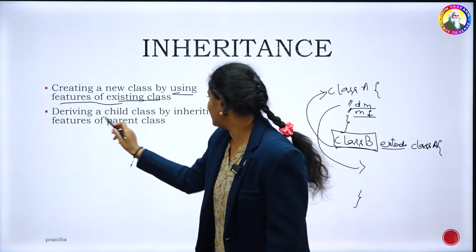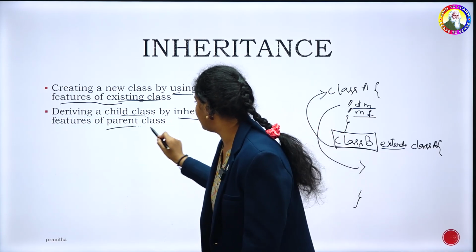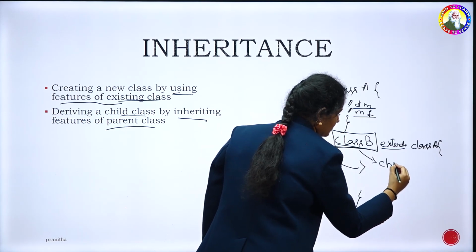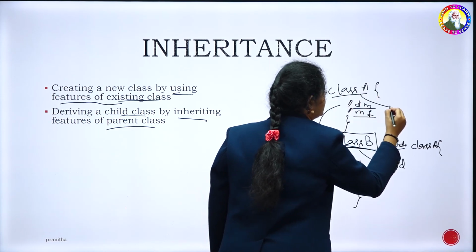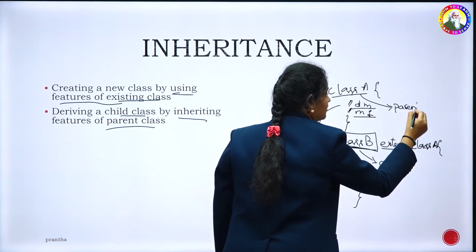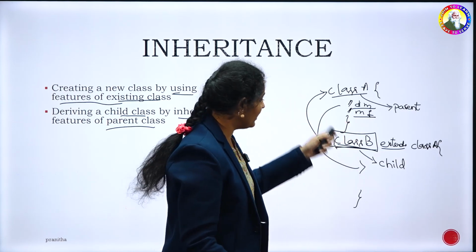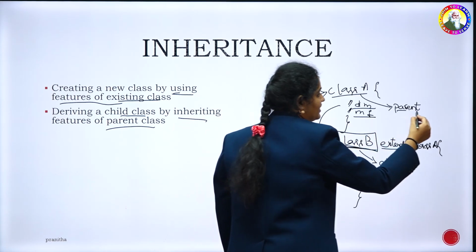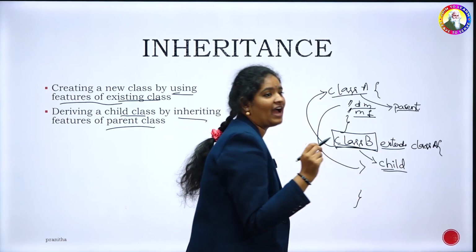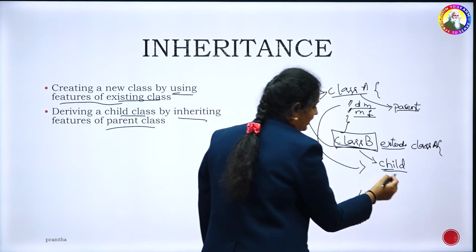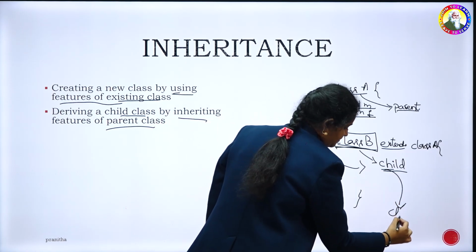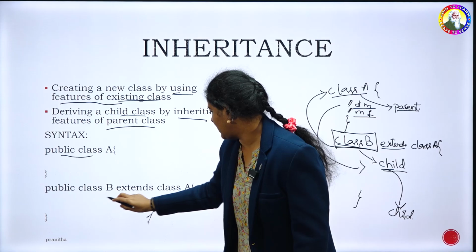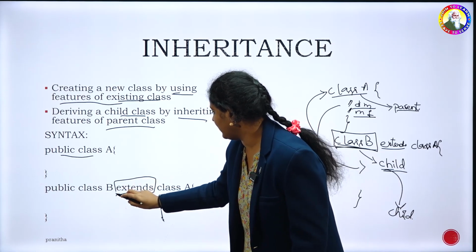The next is deriving a child class, inheriting the features of the parent class. Here, class B is the child class and class A is the parent class. The features of the parent will be inherited by the child, but the child's features can't be inherited by the parent. All the features the parent has will be seen in the child. But any new features in a child can be inherited by its own child. The next is syntax: public class B extends A. Extends is the keyword for inheritance.